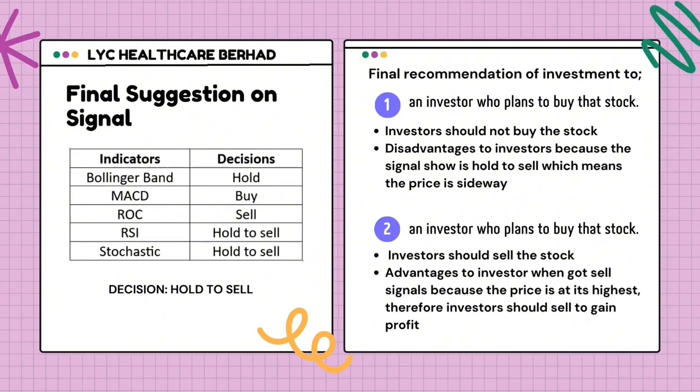The final suggestion on signal: hold to sell. Final recommendation of investment to an investor who plans to buy that stock: the investor should not buy the stock. It is a disadvantage to the investor because the signal shows hold to sell, and for an investor who already owns that stock, we recommend the investor should sell the stock. It is an advantage to the investor when there is a sell signal because the price is at its highest.